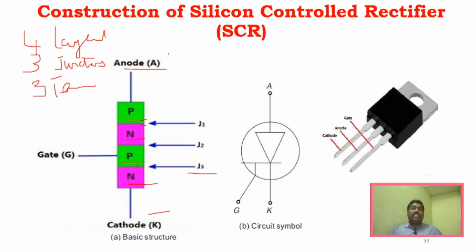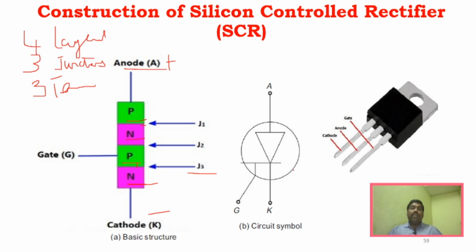So anode is the positive electrode which is connected to the end P layer, whereas cathode is connected to the end N layer, right? It is negative electrode, and gate is connected to the second P layer which is nearest to the cathode, right? So this is the construction of silicon controlled rectifier, where it has four layers. It is called as four-layer device, and it has three junctions J1, J2, and J3, and it has three terminals: anode, gate, as well as cathode, right?